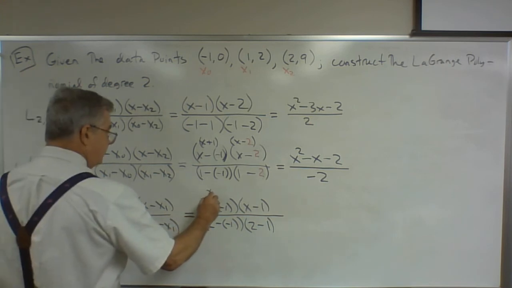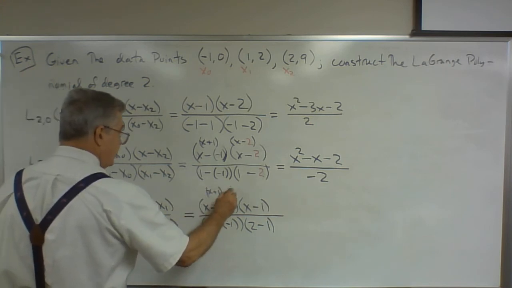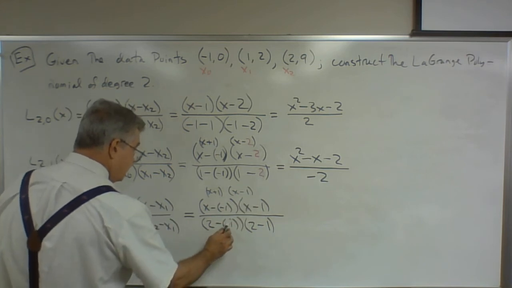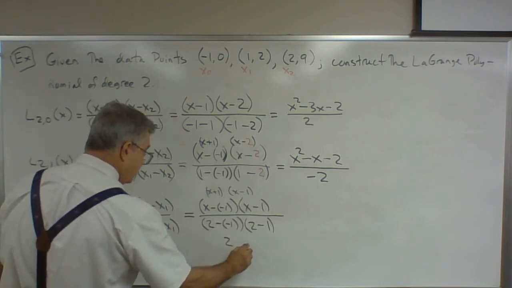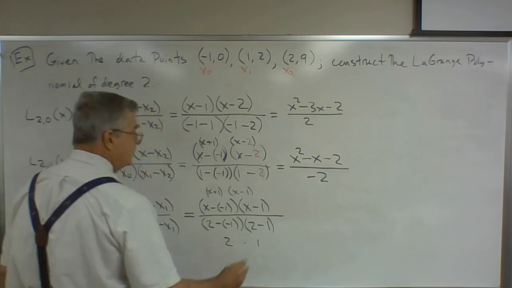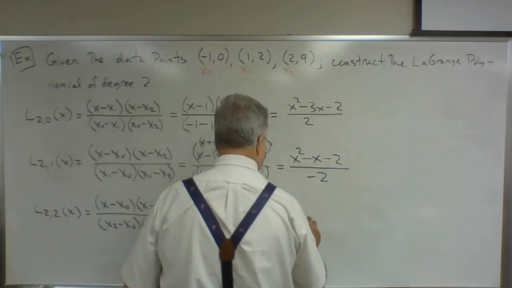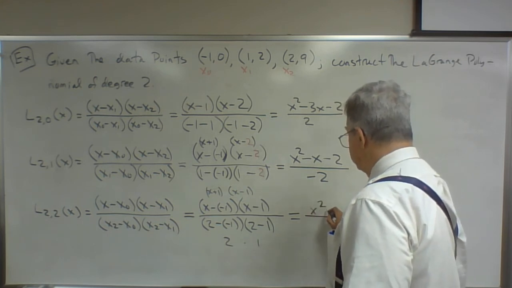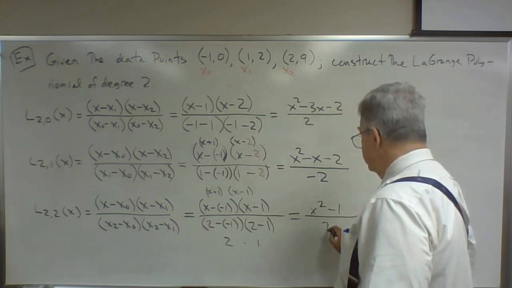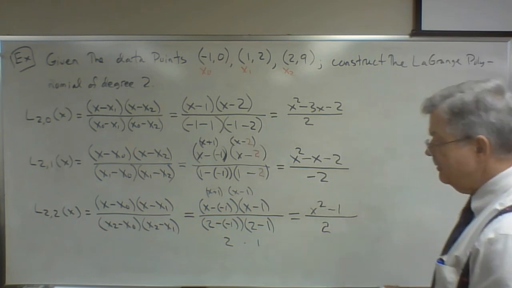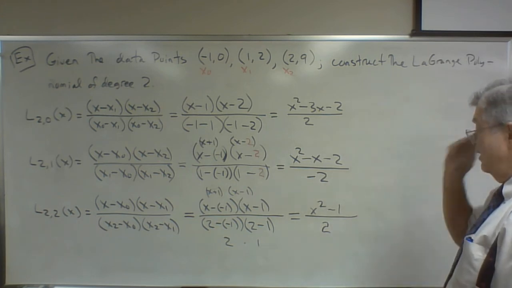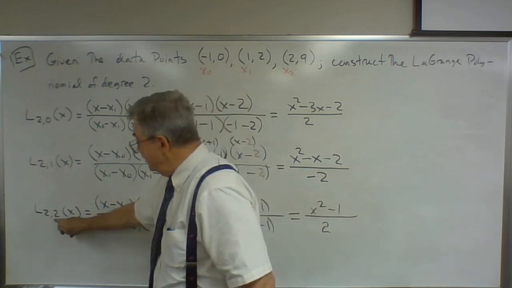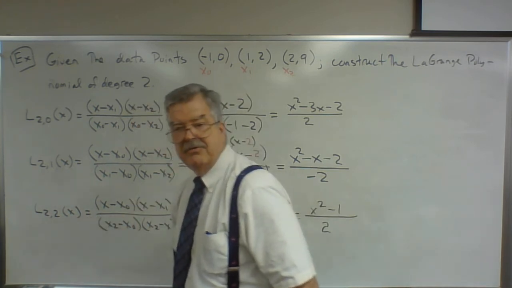This is going to be x plus 1 times x minus 1. This is going to be plus 2 times 1. Okay. So we should get x squared minus 1 up top and 2 on the bottom. Let me check it out. This is the second Lagrange coefficient.